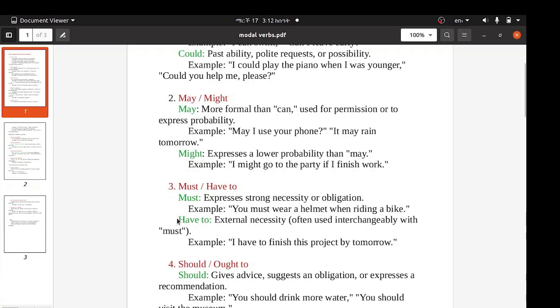The other one is have to. Have to expresses external necessity, and is often used interchangeably with must. We can use it interchangeably with must. For example, I have to finish this project by tomorrow. This is obligation or necessity.